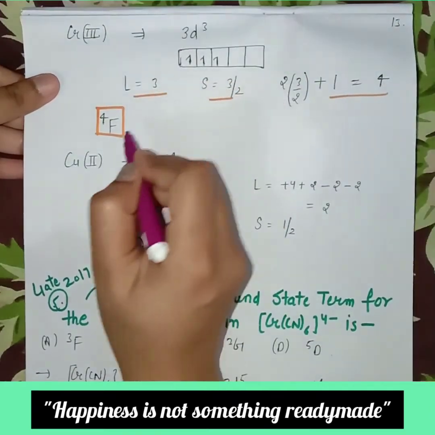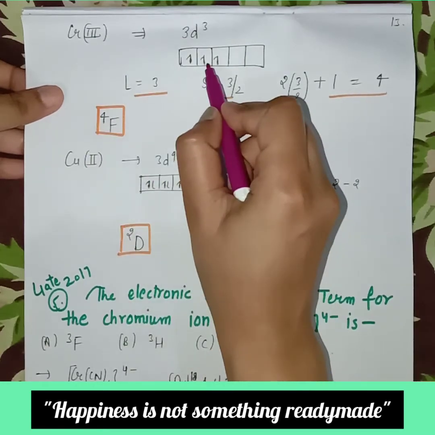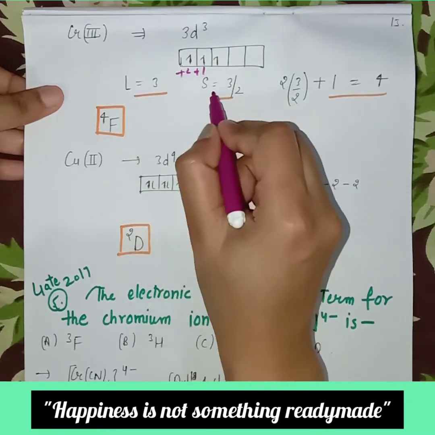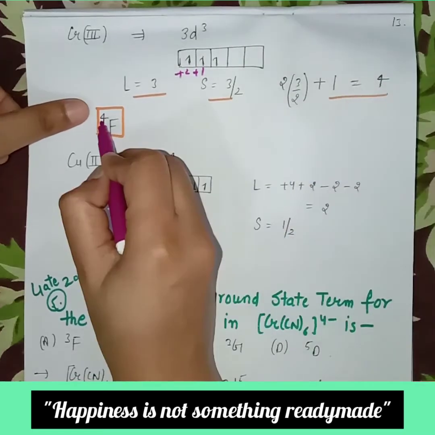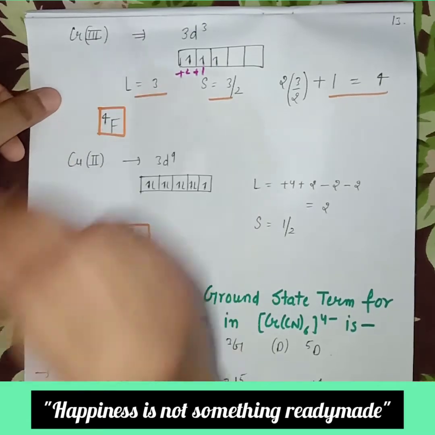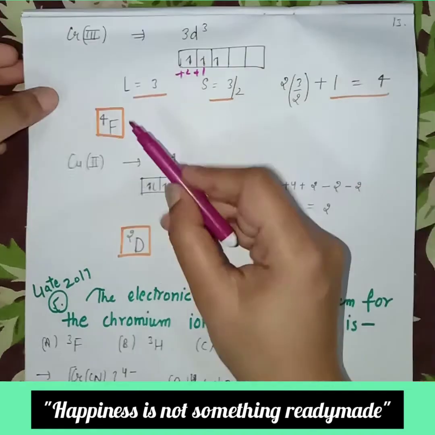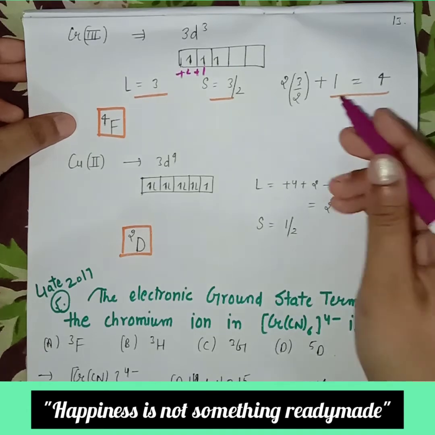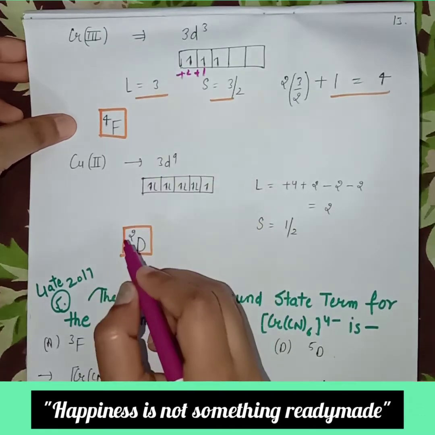For chromium, configuration is 3d3 after removing 3 electrons. Then here value of L is equal to 2 plus 1, 3. S is equal to 3 by 2. So spin multiplicity becomes 4. Then 4 here, and for L is equal to 3, its orbital is F. It is the ground state for chromium 3 positive. Now we have considered only one case here, because the ground state is always the most stable state and has the highest values of L and S. So we consider only one term, which is the ground state term.